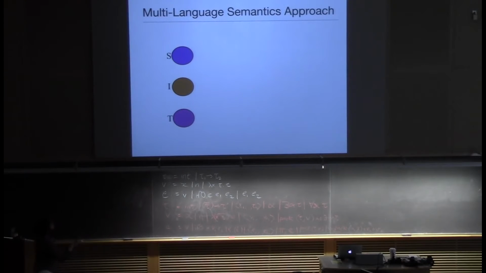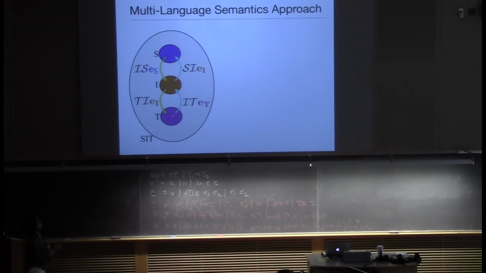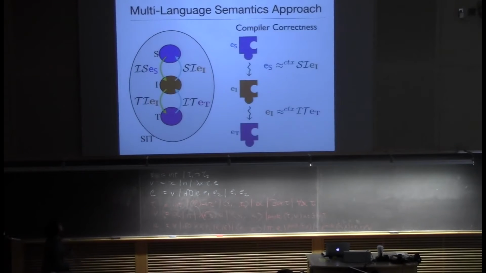So if you have an SIT multi-pass compiler, then what the multi-language approach advocates is that you have to define a multi-language into which you embed all of these intermediate languages. And basically, the idea is to go kind of pass by pass. So you define these SI and IS boundaries, which let you mediate between these two, and you define IT and TI boundaries, which let you embed purple into orange and orange into purple, right? So you're doing this on a pass-by-pass basis for the compiler.